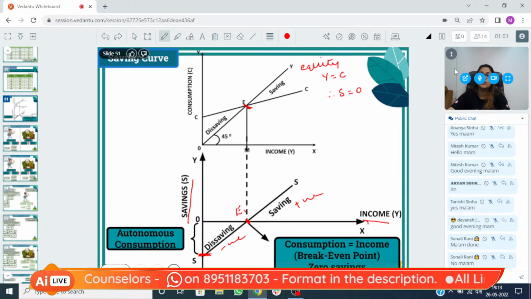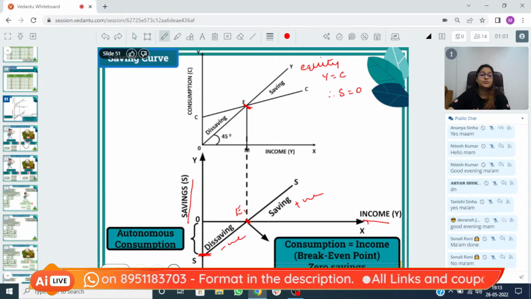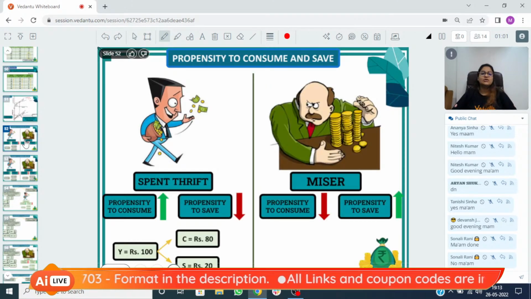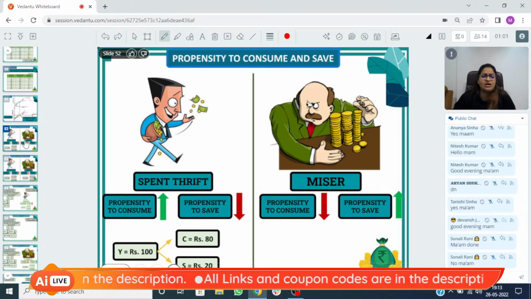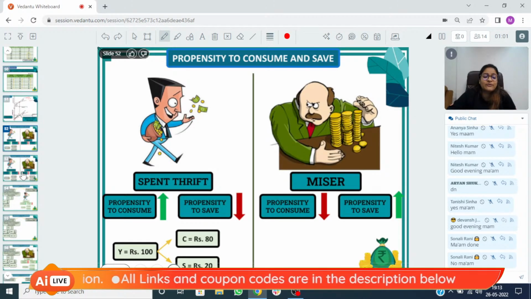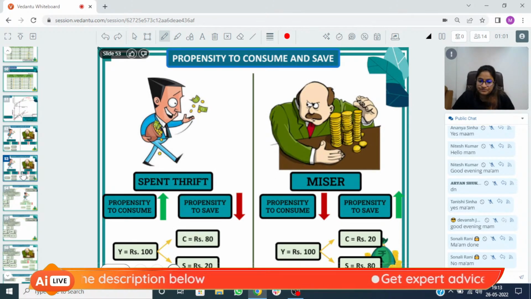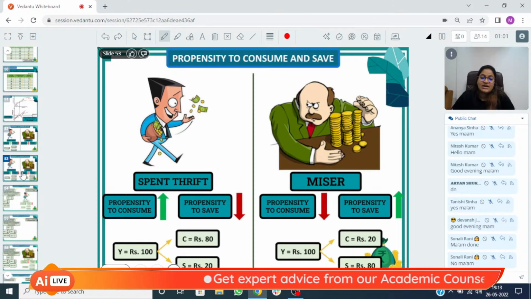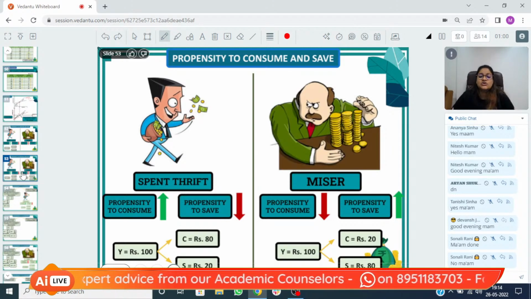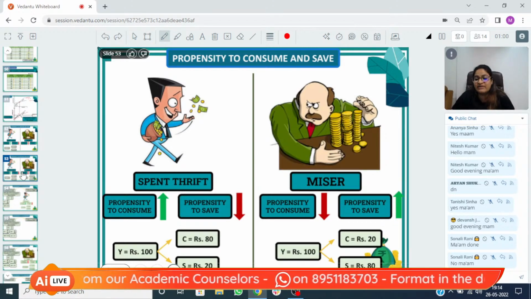Chalo, let's move forward. Now let's talk about propensity to consume. There are two types of people: those who love to consume, and others who love to save. From their total income, a spendthrift will consume more and will save less. At the same time, a miser will consume less and save more.